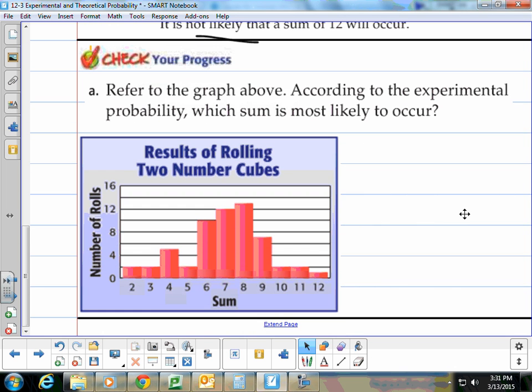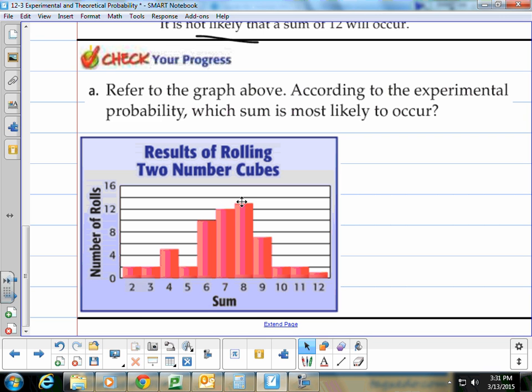So referring to that same graph, we look here, according to the experimental probability, so according to the data we conducted, which sum is most likely to occur? So obviously we know 12 is not very likely. So we look, and these numbers are pretty unlikely as well. 4 is more likely. These numbers in the middle are more likely, like 6, 7, 8, 9.